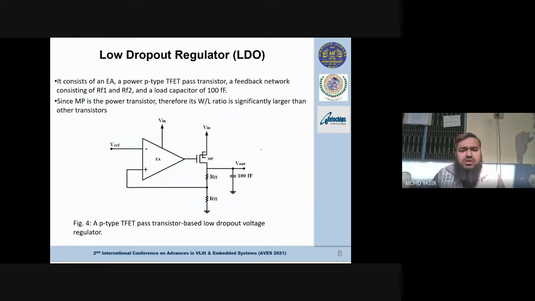This is the block diagram for the low dropout voltage regulator used in our work. It has an error amplifier using a two-stage op amp, a power transistor, and a feedback network consisting of RF1 and RF2. The power transistor has a higher aspect ratio because it has to regulate high current. Otherwise, the LDO wouldn't work in good condition.